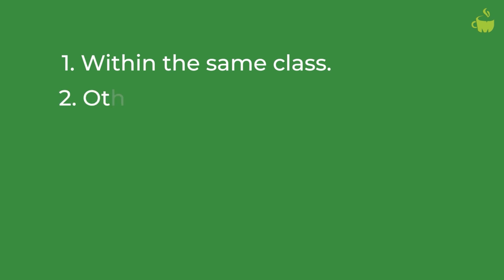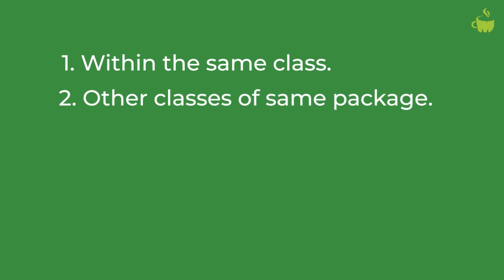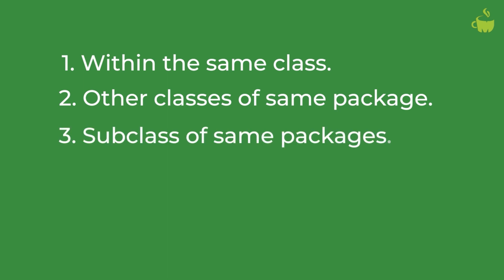The second category is other classes of the same package. In our case, B. B belongs to the P1 package. There is no association between B and A, but they both belong to the same package. The third category is subclass of the same package. In our case, it is C. C is a subclass of A within the same package.